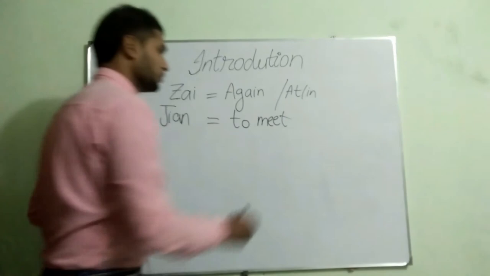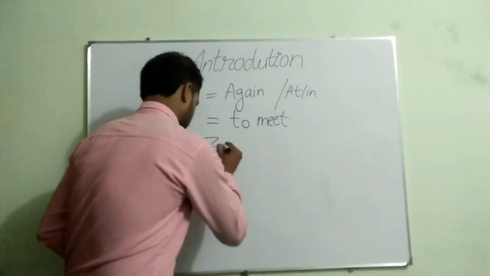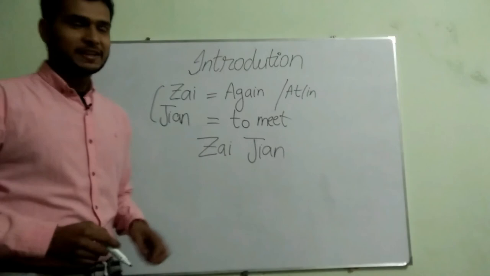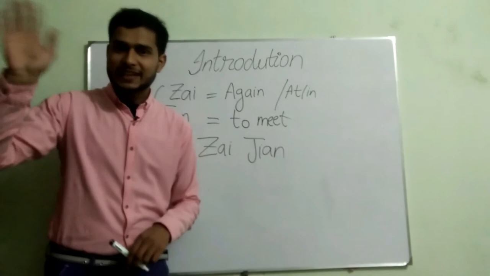To meet. So if I combine both of these, it becomes zai jian. Zai jian. And you know the meaning. Its meaning is goodbye. Zai jian. Goodbye. So guys, this is our today's video.